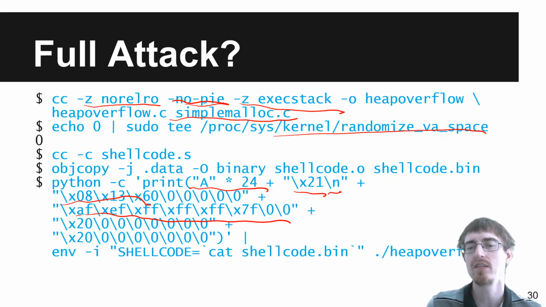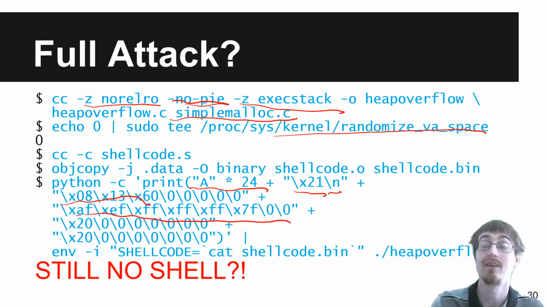We pipe this into the program, which we run while injecting the shellcode in the environment and removing the rest of the environment to ensure a reliable attack. Now, let's run this. What happens? Well, actually nothing useful happens. This is interesting. Why did this not work?